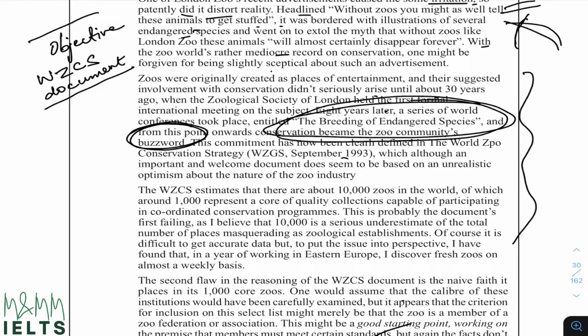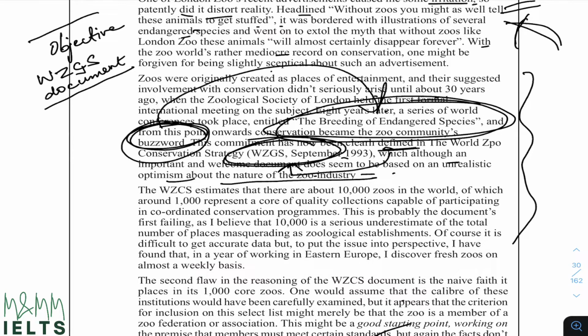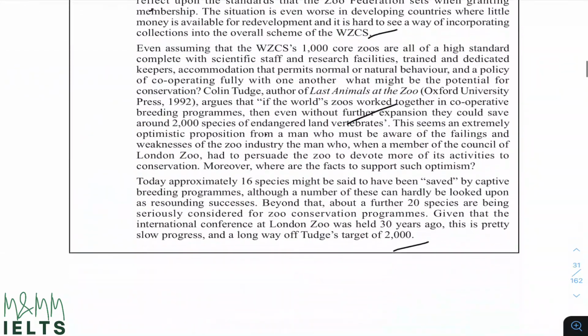This commitment has now been clearly defined in the World Zoo Conservation Strategy, which, although an important and welcome document, does seem to be based on an unrealistic optimism about the nature of the zoo industry. Now I'm very clear, because here they say they defined the WZCS document. So why was the document defined? Because conservation was the buzzword. All they were discussing is conservation of the animals in the zoo. Now let us go back to the options and see if I can find something similar.